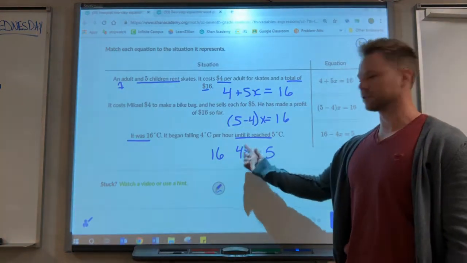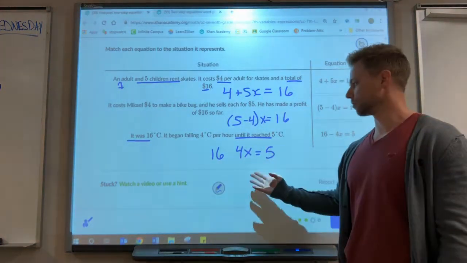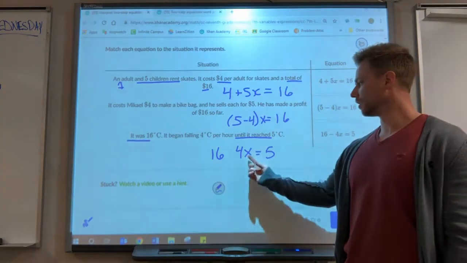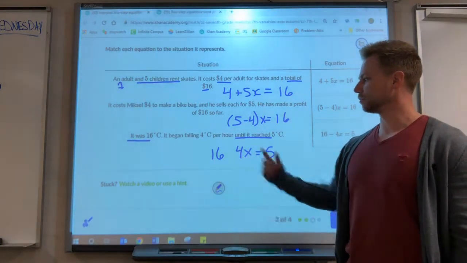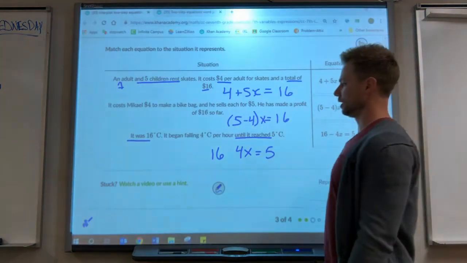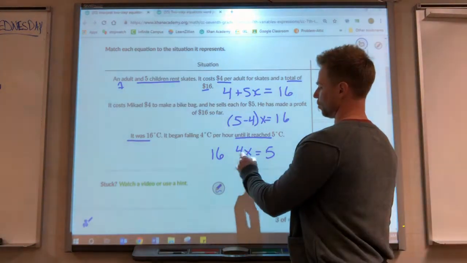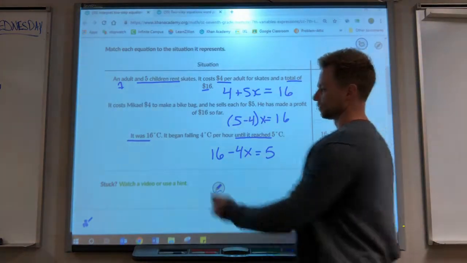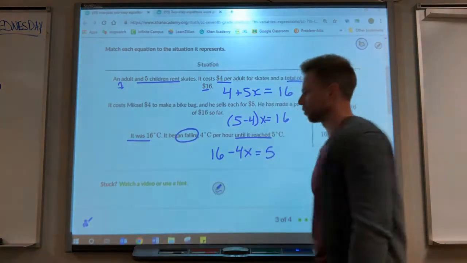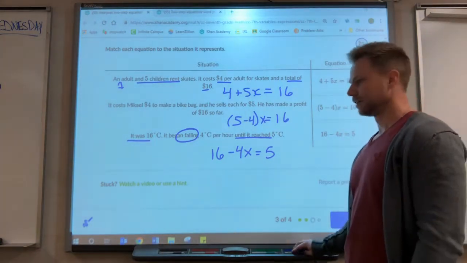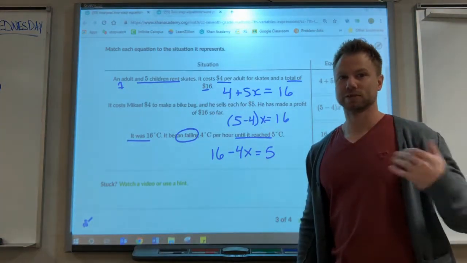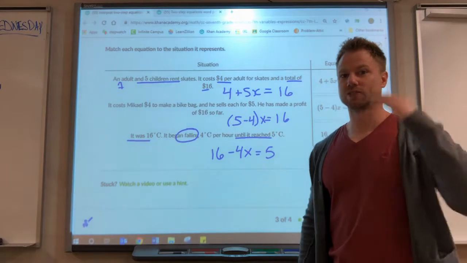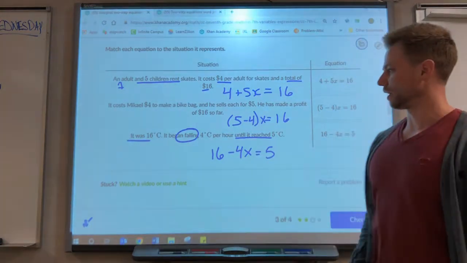If it was 2 hours, it would have fallen 8 degrees. If it was 3 hours, it would have fallen 12 degrees. We take the number of hours times how many degrees it's falling each hour. So then we're subtracting what it's falling from where it began. So this would be kind of like one of those key words. Falling would imply less, right? It would imply subtraction. It's going down. So that's how we know we have to subtract.